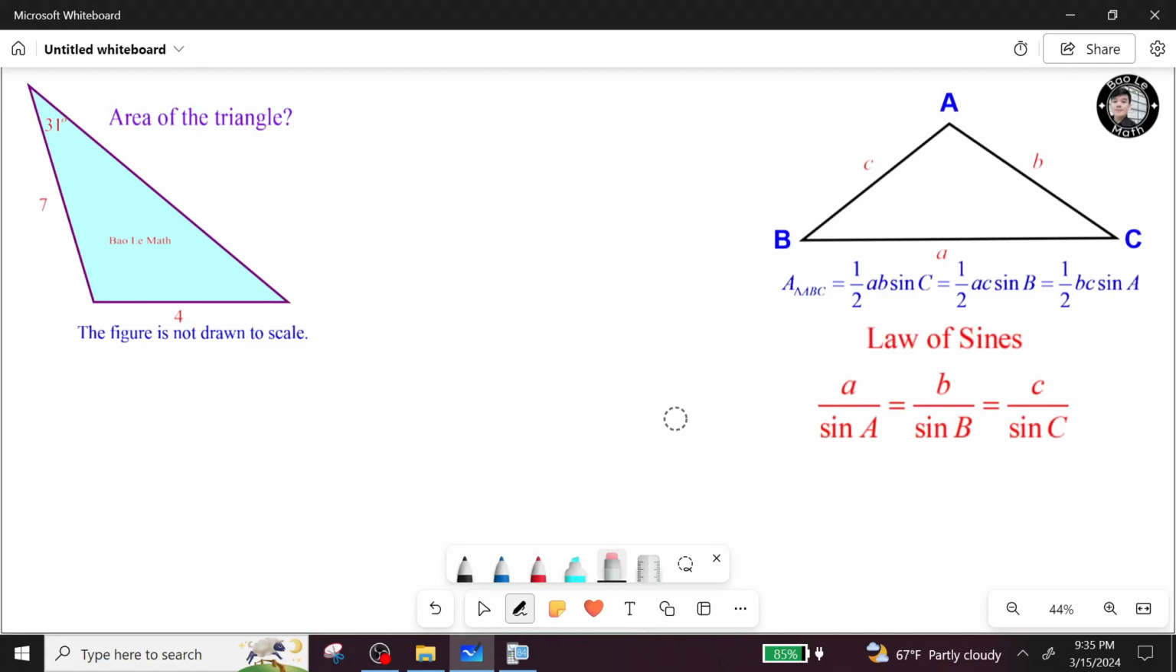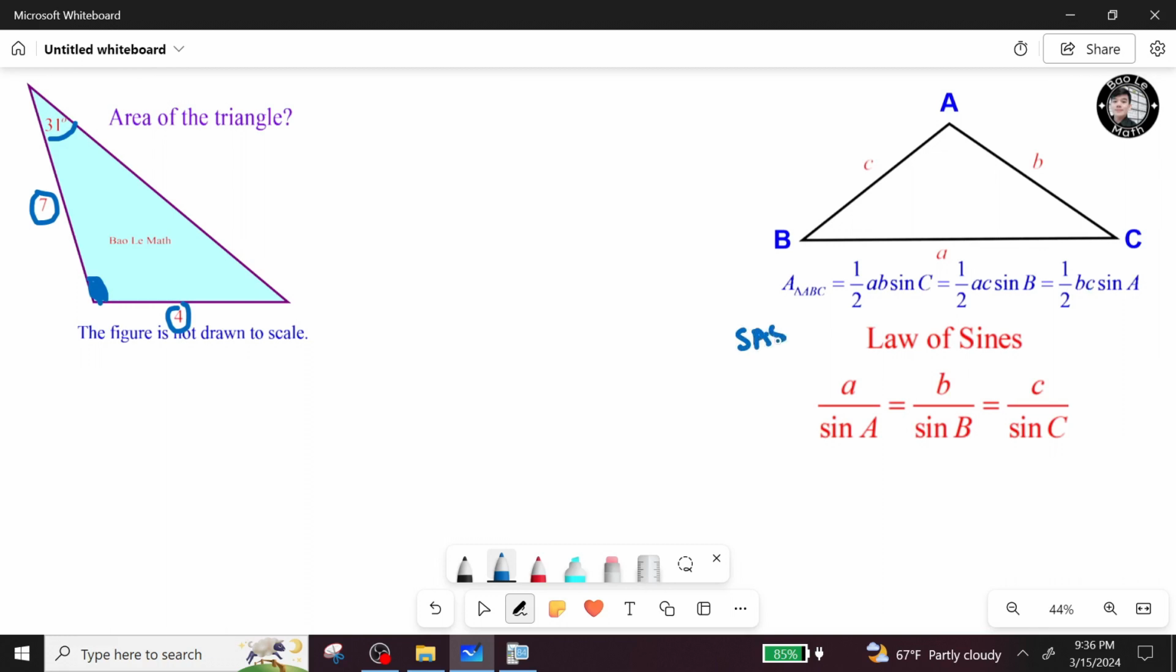Hello everyone. In this video, we're going to learn how to calculate the area of this triangle, given the side lengths 7 and 4, and the angle 31 right here. Keep in mind, if the angle between two sides is given, everything should be easy. You just apply the area formula: side, angle, side.